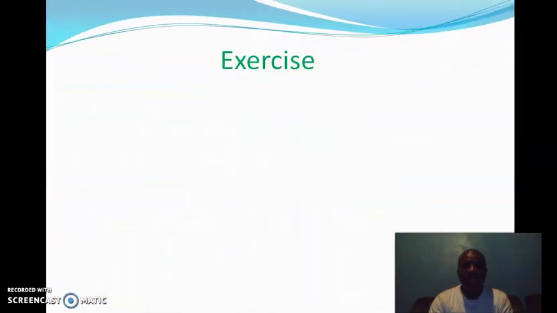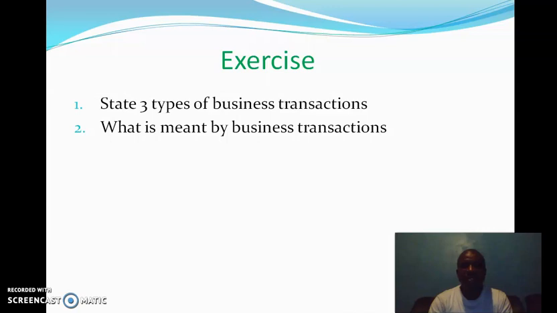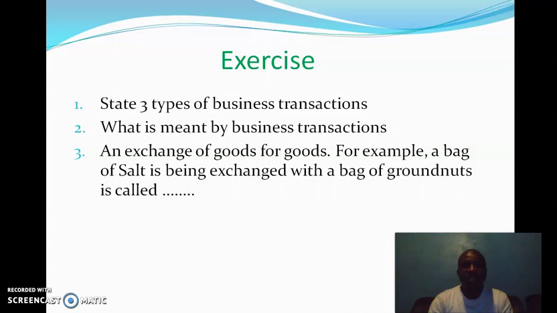Okay, so here is an exercise just to evaluate and assess your understanding of this lesson. The first question is, state 3 types of business transactions. The second one is, what is meant by business transaction? And the third one is, an exchange of goods for goods. For example, a bag of salt is being exchanged with a bag of groundnut. It's called what? So you put your answer in the space provided there.